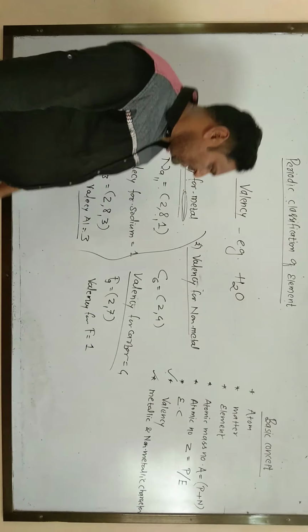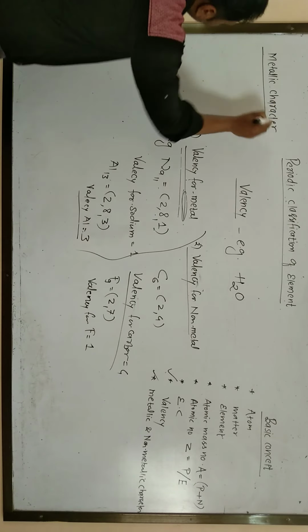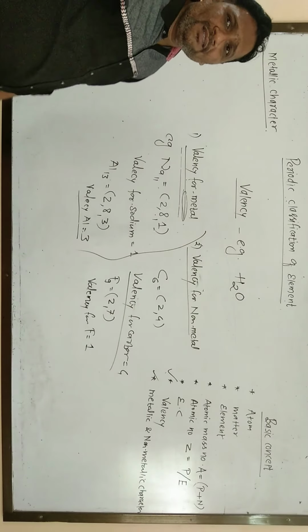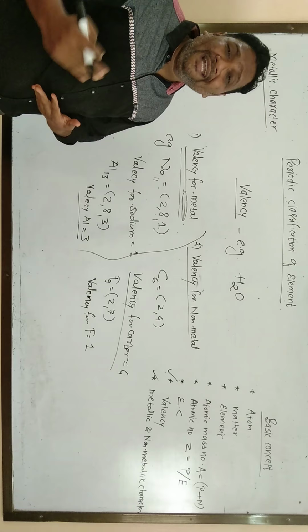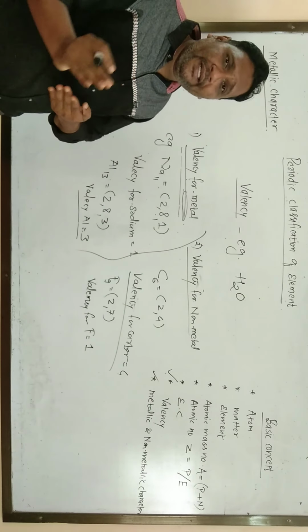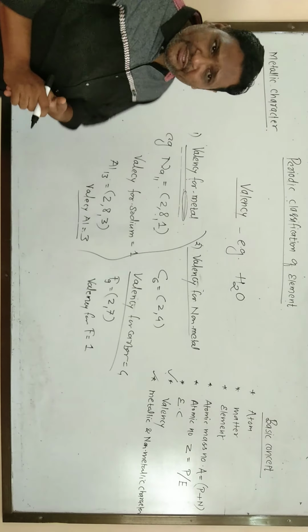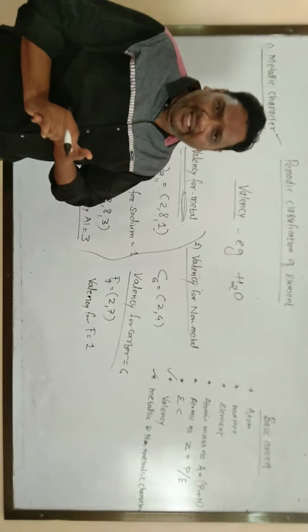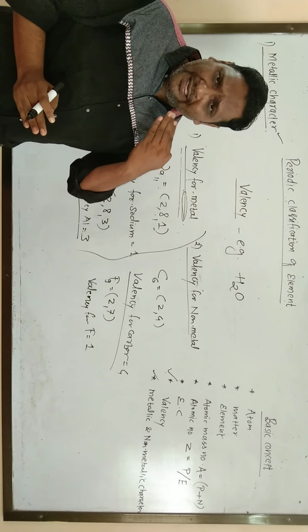So metallic character means what? Very simple. Metallic character is nothing but the tendency of a metal to donate the electron. The tendency of a metal to donate the electron from its last orbit is called electropositive character or also called metallic character.